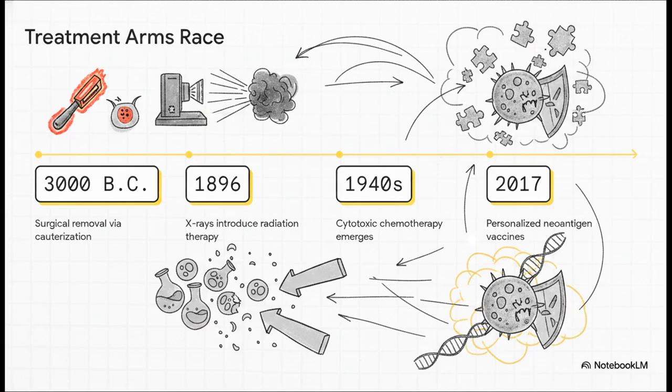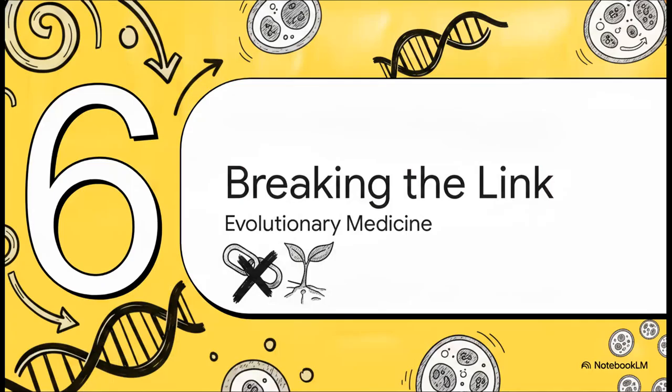Today, though, the strategy is shifting. Since about 2017, we are fighting dynamic adaptation with dynamic precision. We're using personalized neoantigen vaccines and mRNA technology to specifically target the unique genetic mutations of an individual's tumor. It's a totally different ballgame. Which brings us to our final section, Part 6, Breaking the Link, the future of evolutionary medicine.